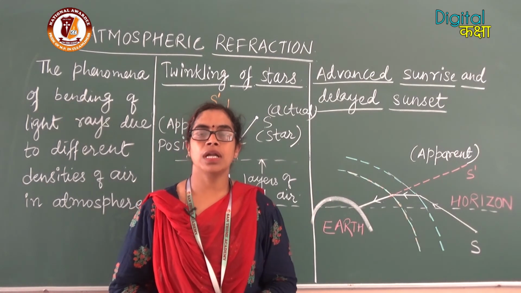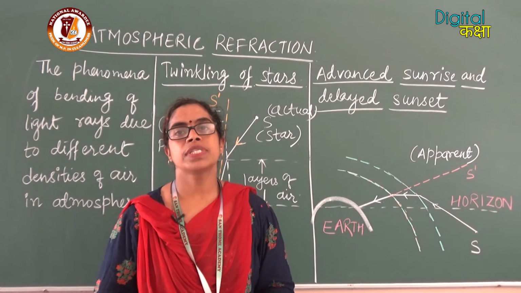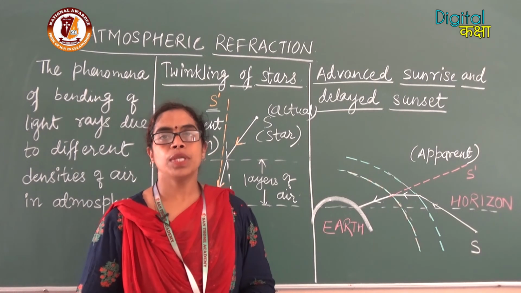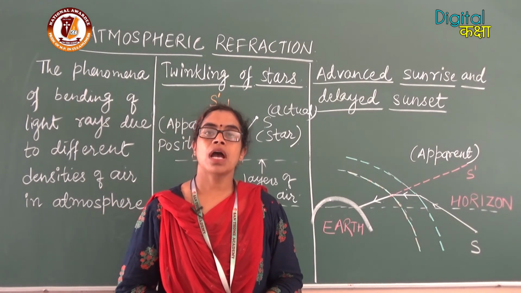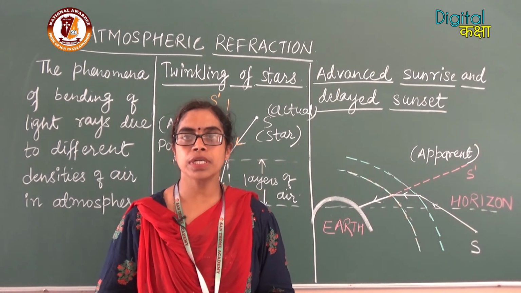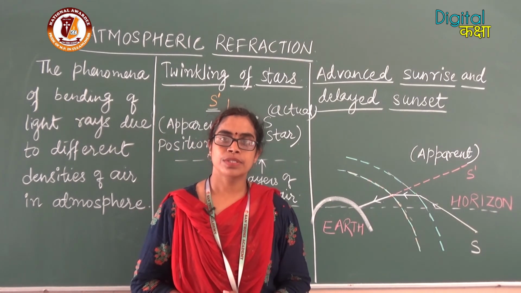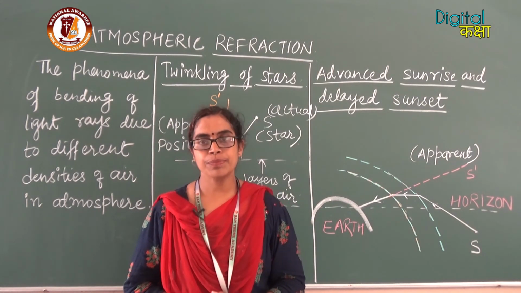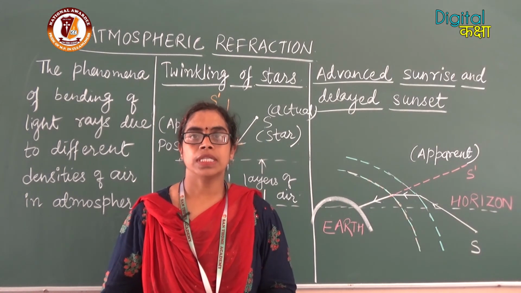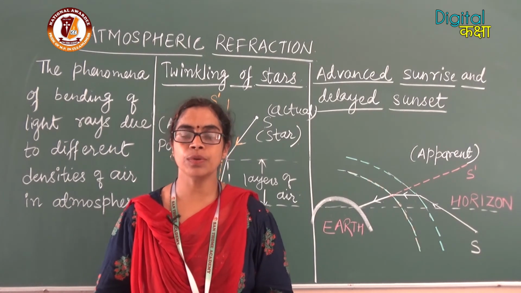The same phenomenon takes place during evening at the time of sunset, meaning the sun goes below the horizon, but even after that, for 2 more minutes we are able to see the sun in the sky. So, I hope students, all of you have understood the different topics which we have studied in this video.